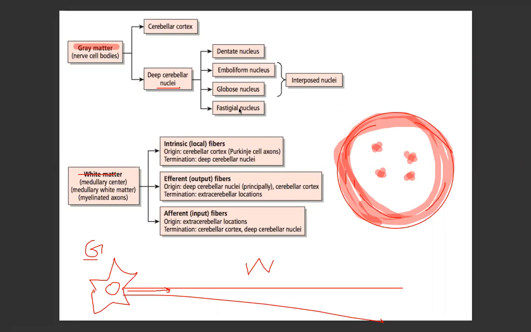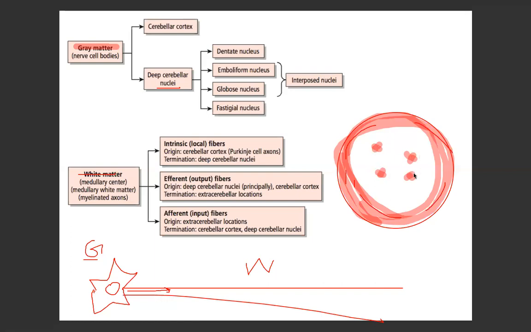We're going to mention them again later. One last thing, I think I said that the gray matter is usually in the cortex, but we have some gray matter that's found inside, in the middle part, so not in the cortex.